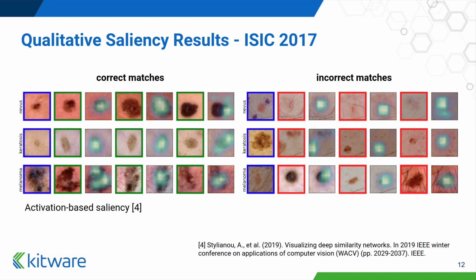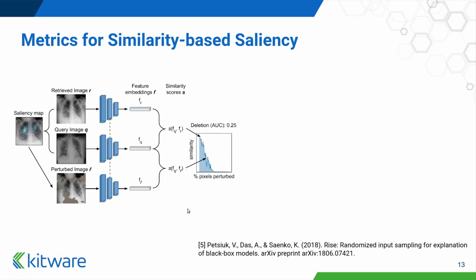Interestingly, for both datasets, we found that sometimes the model focused on the correct regions, such as the lungs or the lesions, even when it returned incorrect results. This highlights the need to go beyond simple qualitative comparisons and to develop more quantitative metrics to evaluate these saliency maps. Towards this end, we adapted the insertion and deletion metrics introduced in the RISE paper for image similarity.